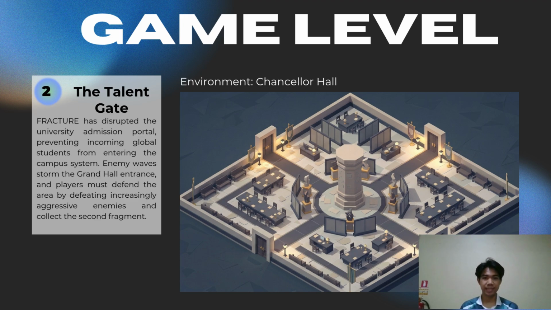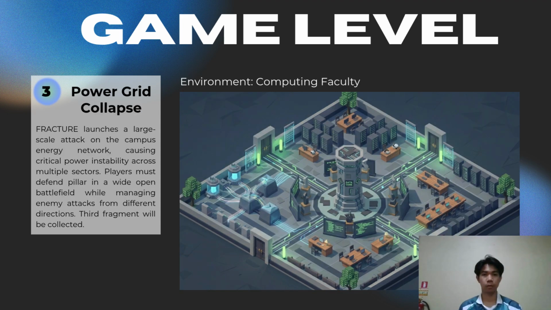Level 2 takes place at the Chancellor Hall. Fracture is blocking the global student admission portal, and the player must repel the increasingly aggressive enemies, including a new faster type of enemy that forces the player to reposition tactically. Completing the level gives the second core fragment.